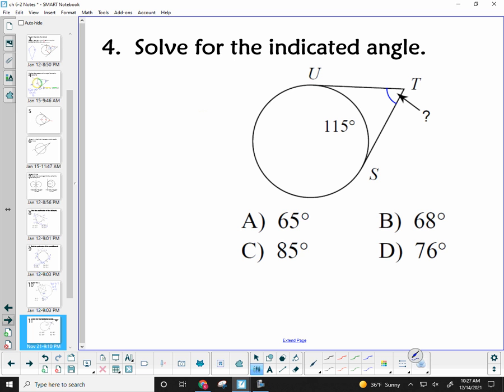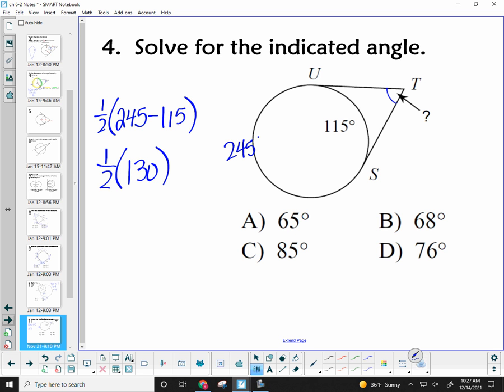All right, next one. I'll show you both ways on this one in terms of using a formula or drawing a kite. Okay, so for this one, my minor arc is 115. So my major arc has to be 360 minus 115, which is 245. Okay, so my formula is 1/2 of the major arc minus my minor arc. So I need 1/2 of 130, which is 65 degrees, right?